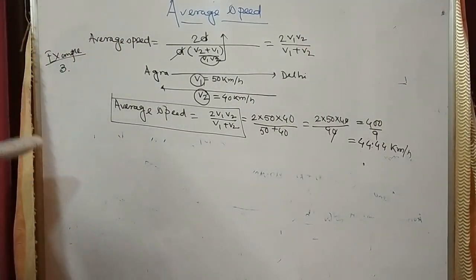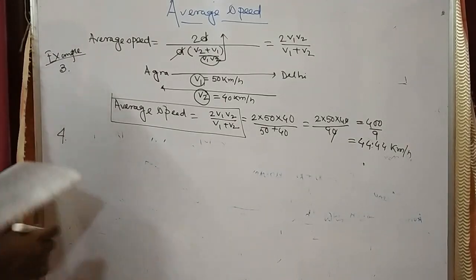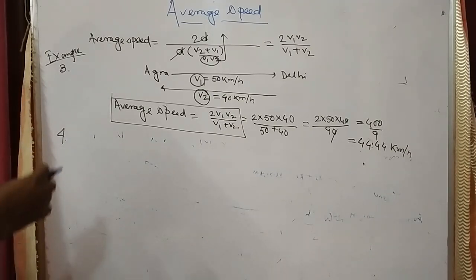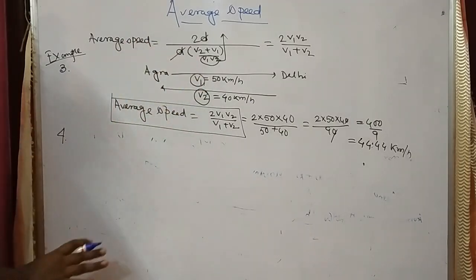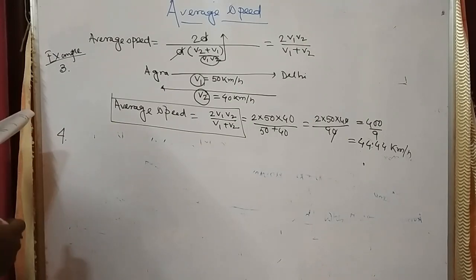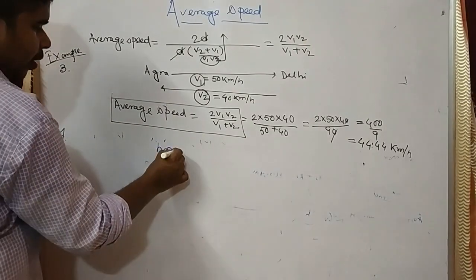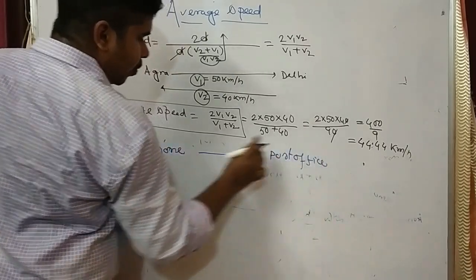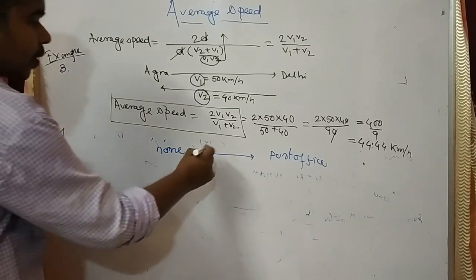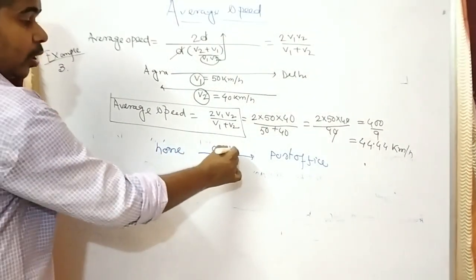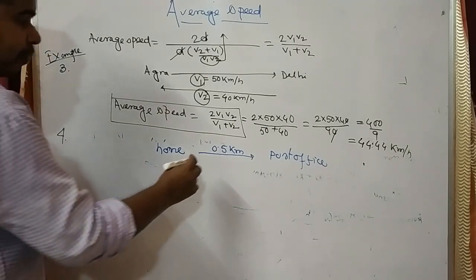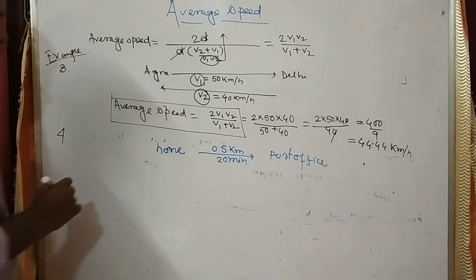Let's see. So the next question, question number 4, says that a boy walks from his home to the post office at a distance of 0.5 kilometer in 20 minutes. Okay, so here the question is a little difficult. It is not given like this numerical. It is coming a little different. A boy walks from home to post office. So one place is home, another place is post office. The distance is 0.5 kilometer. That is the distance, not the speed. Speed is not given. So the distance 0.5 kilometer is covered in a time of 20 minutes. Okay, this is given.